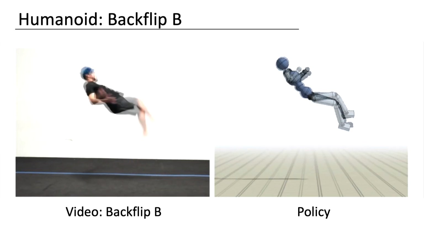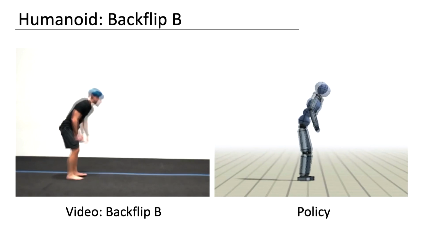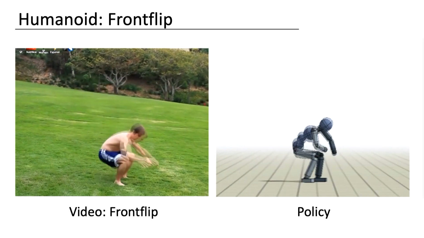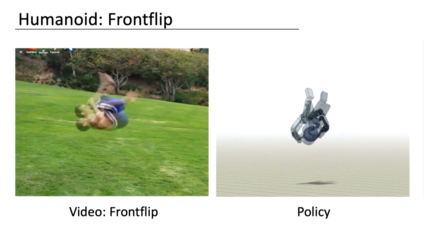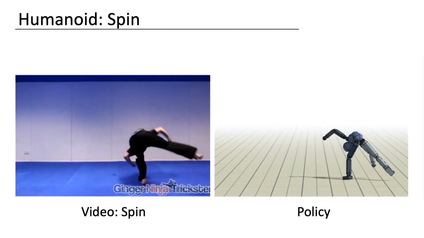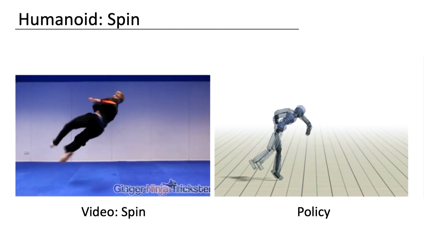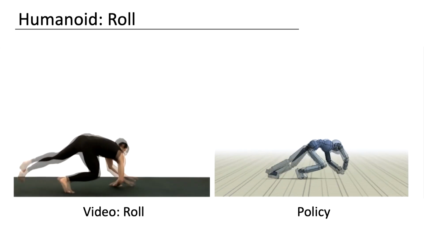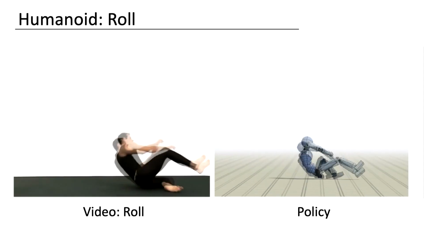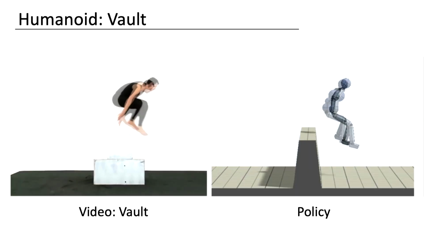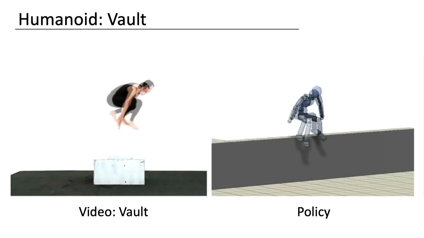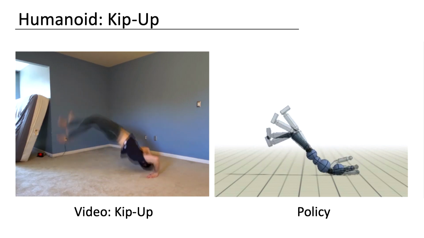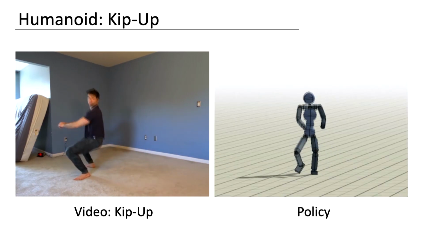And now if we want a character to do a backflip, we can just show a video clip, and it's able to figure out the rest. We can also imitate a front flip and a spin. We can also get a character to vault, so to roll. Here's the vault. And we can also imitate a kip up. I'm still kind of surprised that this one managed to work.